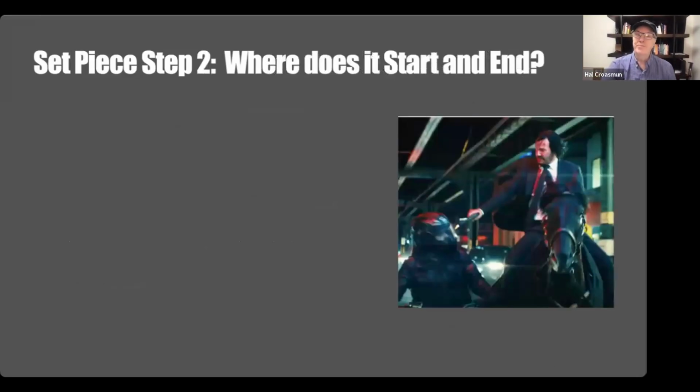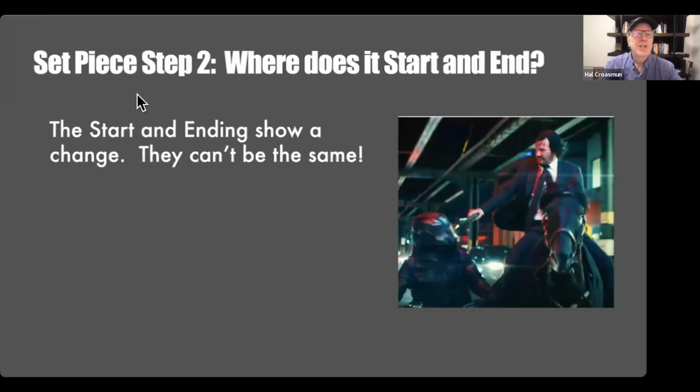Set piece step 2. Where does it start? Where does it end? So the start and the ending need to show a change. And this is kind of important. I have seen action movies, especially ones done by indie directors, where they wrote the script and then they shot it themselves, where the entire action sequence would happen and nothing actually changed.